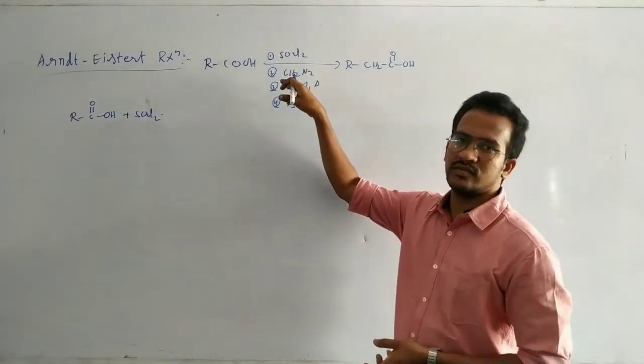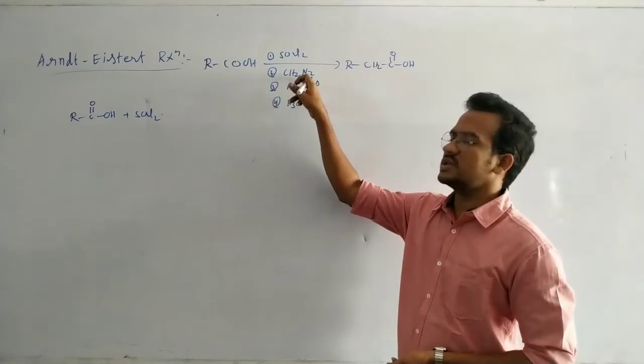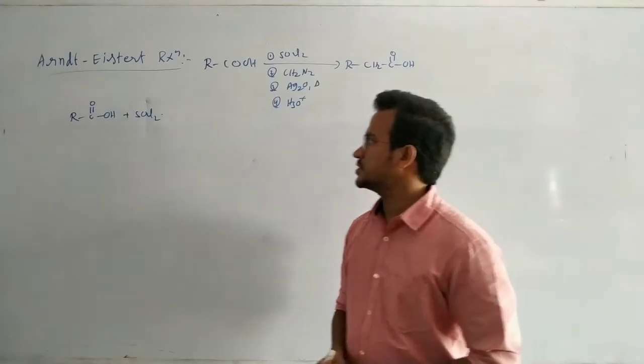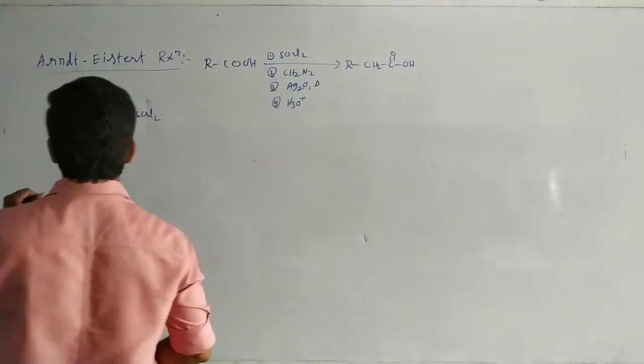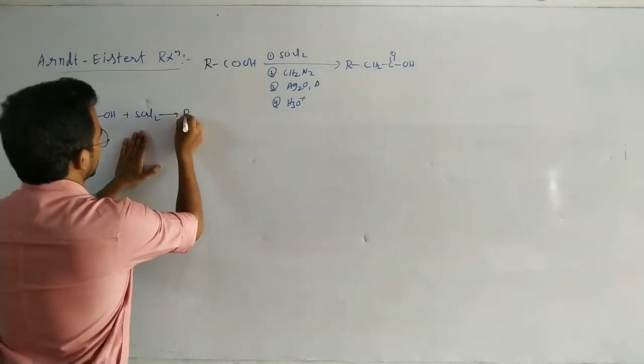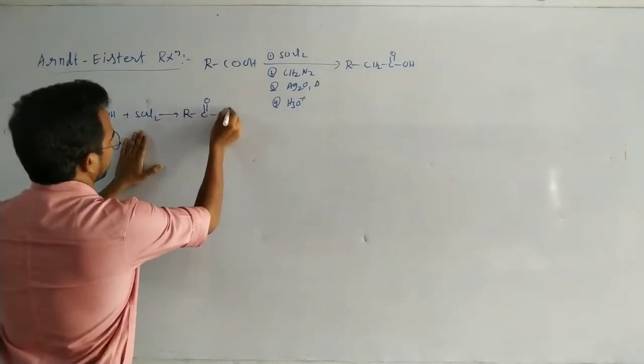Totally, this reaction involves reaction with SOCl2, CH2N2, which means diazomethane, silver oxide, followed by hydrolysis. So in this reaction, first of all, this carboxylic acid on reaction with SOCl2 will give the acid halide.